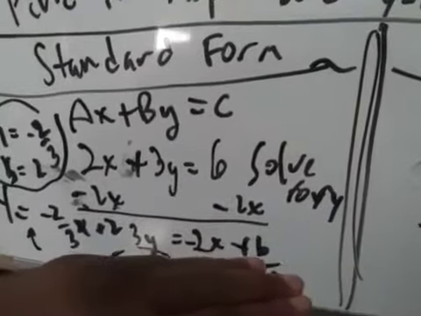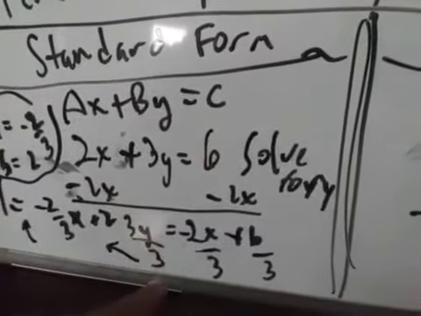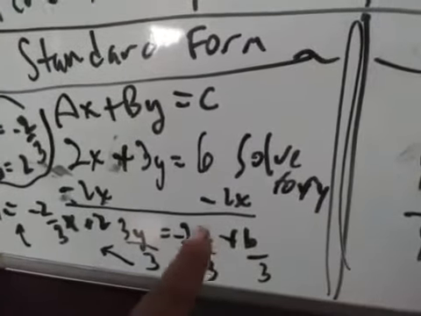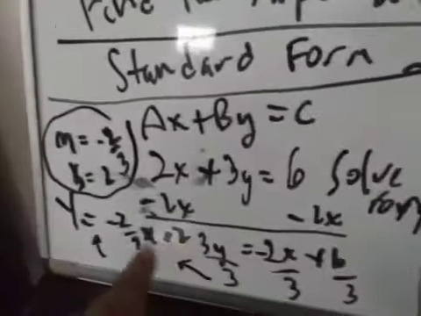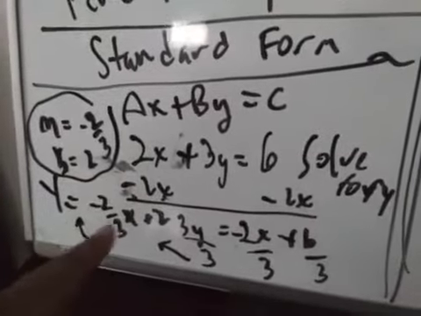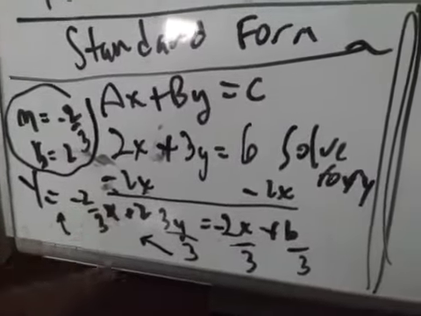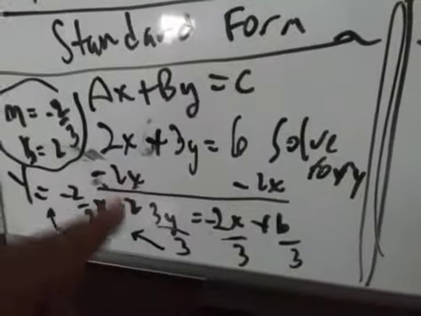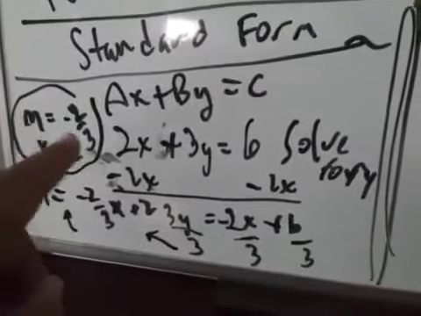But then we've got to solve for y, so I have to divide everything by 3. So the 3's cancel here, and you get the y, and you get minus 2/3 x, and then plus 2, right? Because 6 divided by 3 is 2. So that's what's right here. Now we can clearly see that if y equals mx plus b, the m is this, and the b is this. So the b is 2. The y-intercept is 2, and the slope is negative 2/3. So that's how you do it that way.